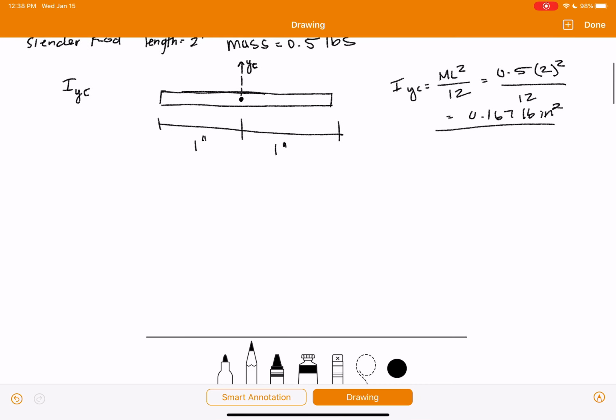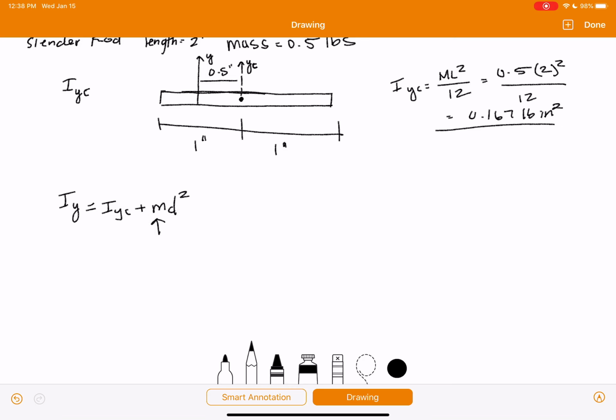But if you wanted to move this y-axis somewhere else, say here, it's 0.5 inches. So now you just want IY. You can take your IYC and then just add MD squared, where this is the mass and this is the distance between YC and Y.